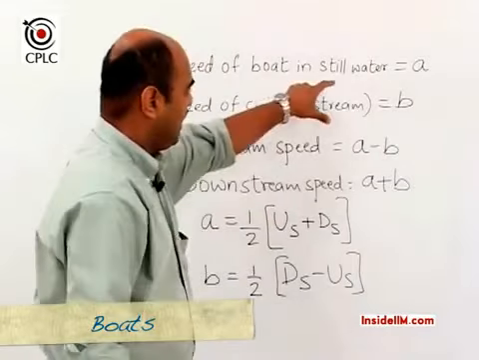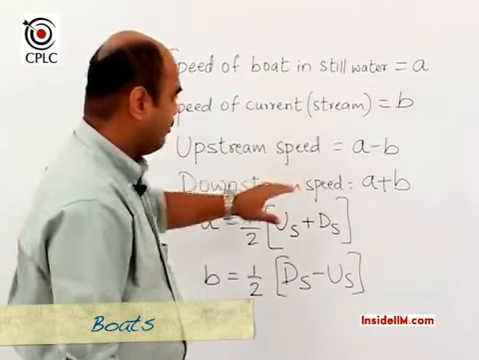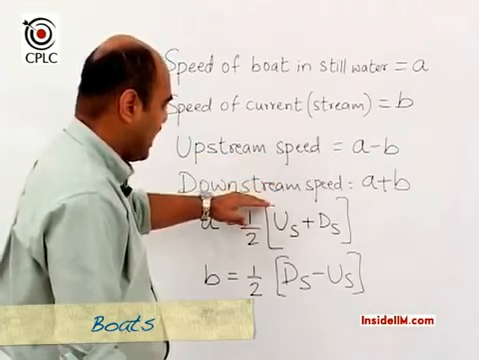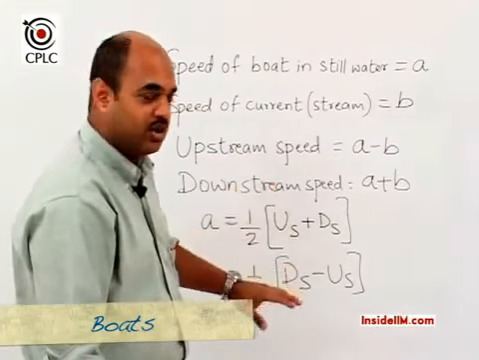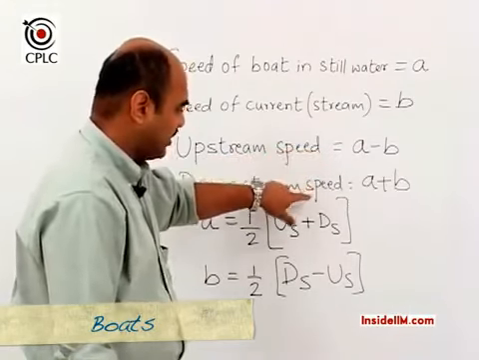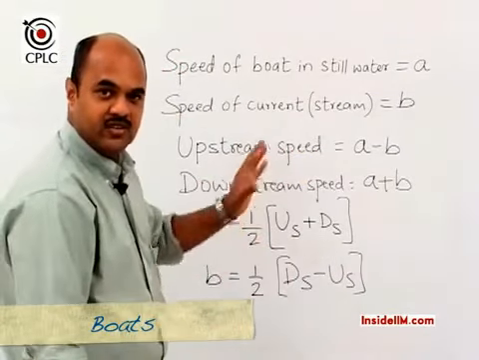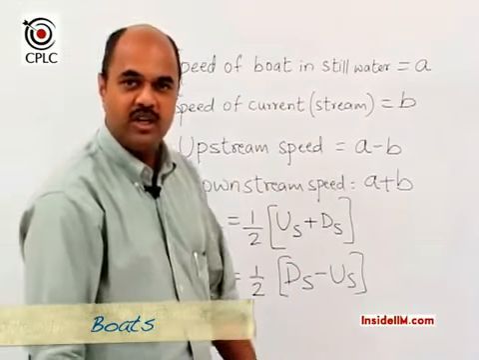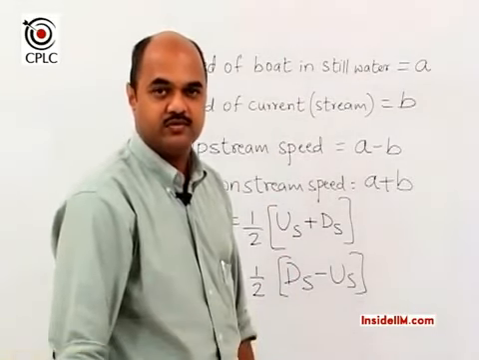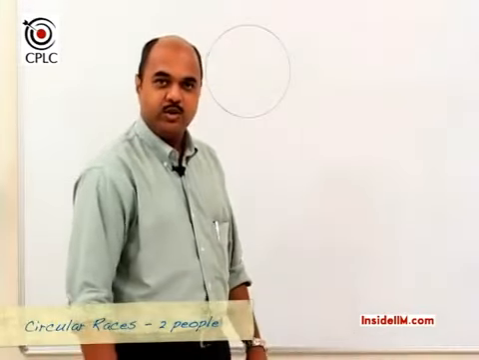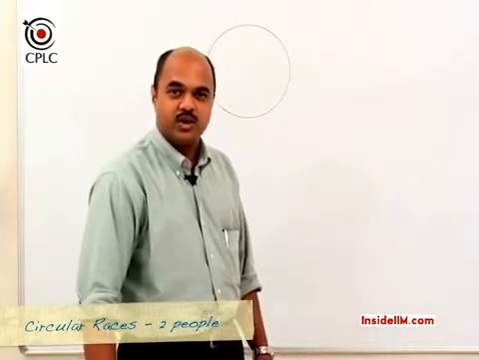So if A and B are given, then we can find upstream speed and downstream speed. However, if upstream speed and downstream speeds are given, we can find A and B. These questions on boats normally are very simple to solve. Let's now move on to races along circular tracks.